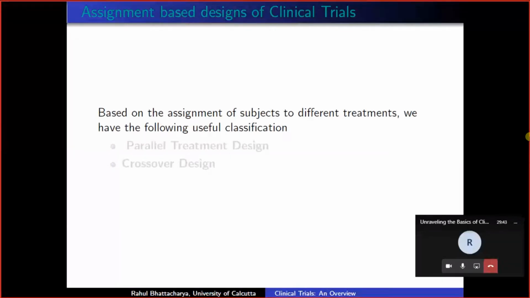What are the different clinical trial designs? Based on the assignment of subjects to different treatments, we have the following useful classification. The first one is the parallel treatment design, and the second one is the crossover design. So what is a parallel treatment design?